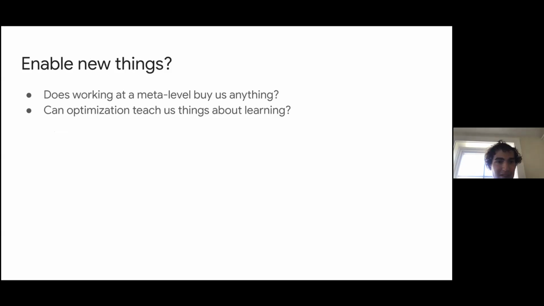And finally, something that I'm excited about is, can we use these methods to enable new things? The question I've been thinking about a lot recently is, does working at this meta level actually buy us anything? Does this get us anything that we couldn't already do? Does training an optimizer to solve a problem help us more than just solving the problem itself? And finally, can we use these optimization procedures to teach us something about learning? Can we train one of these optimizers and poke and prod at it to come up with insights that we can then transfer back in some hand-designed way?